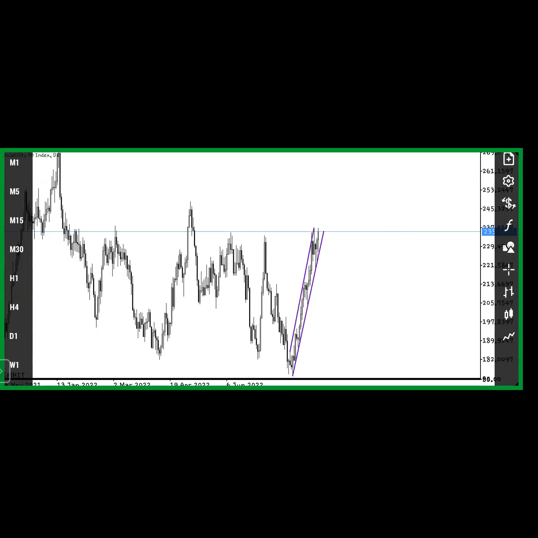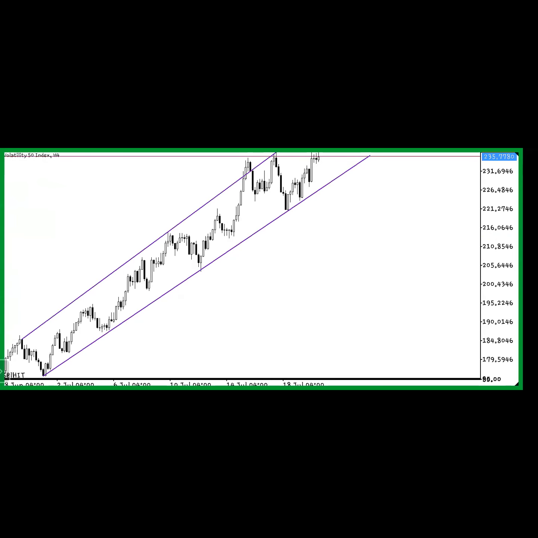So we are going to have about 2 reasons why we are going to buy. It will form a head and shoulders, then a breakout and retest on the channel. So we have 2 reasons, then we enter the market in this space.